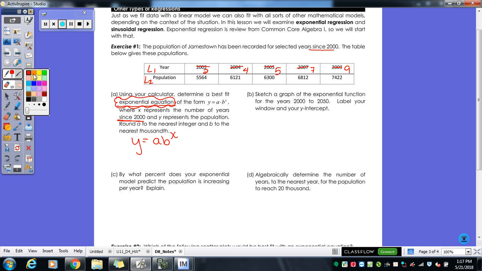So rounding a to the nearest integer, what do we get? 5,157.92. So 5158, because we want the nearest integer for a. Oh, round b to the nearest thousandth. A is to the nearest integer. Okay, this is an example for the clips: read the directions and details. So now b to the nearest thousandth is 1.041, to the x.